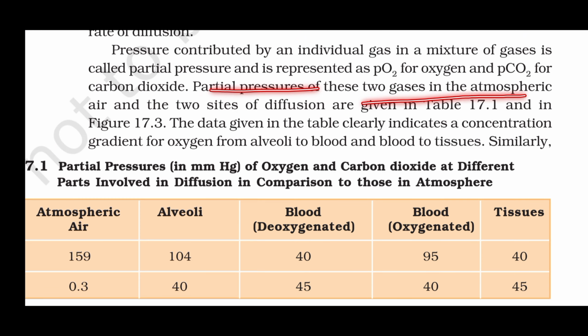Partial pressure of these two gases in the atmospheric air and the two sites of diffusion are given in table 17.1 and figure. The data given in the table clearly indicates a concentration gradient for oxygen from alveoli to blood to tissue. Partial pressure of oxygen and carbon dioxide at different parts involved in diffusion in comparison to those in atmosphere.